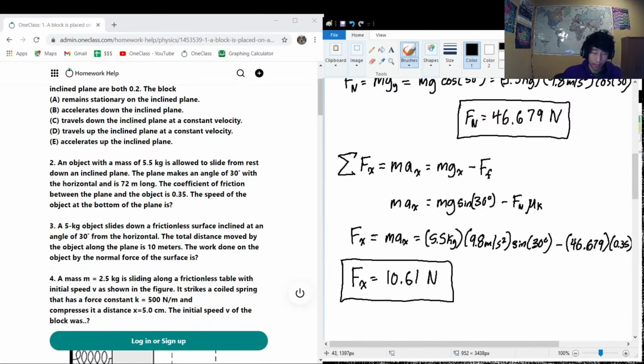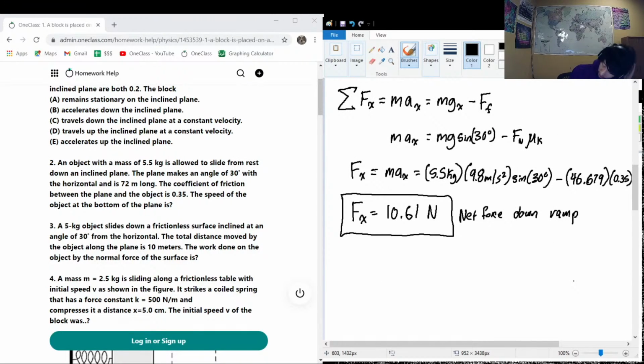Okay, awesome. Now that we have the net force down the ramp, we want to get the work done across the ramp. The work done by the net force across the ramp.